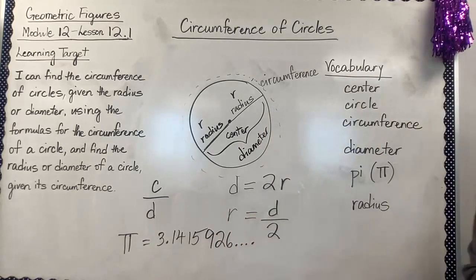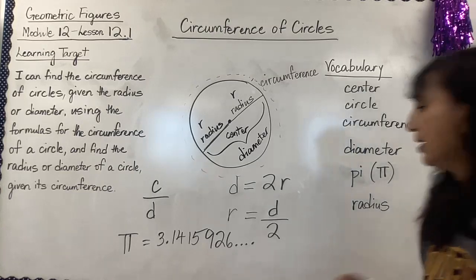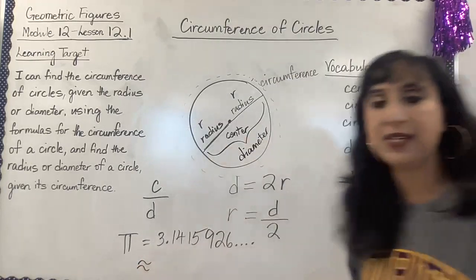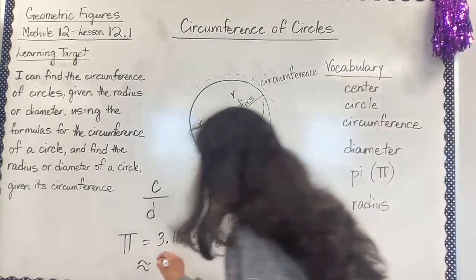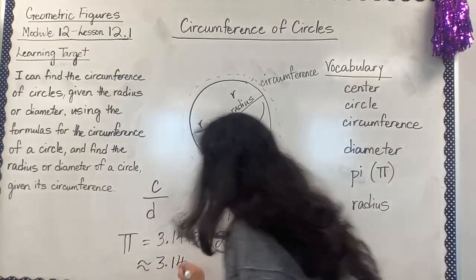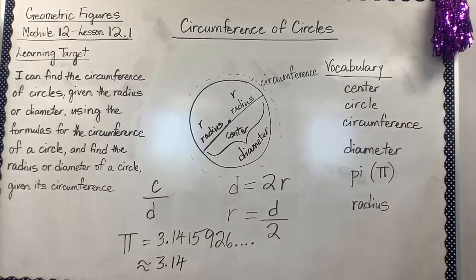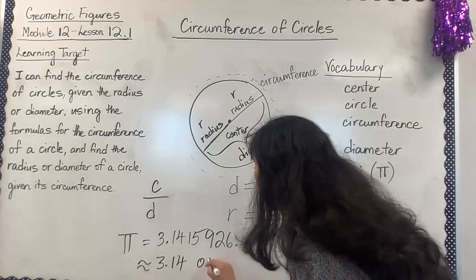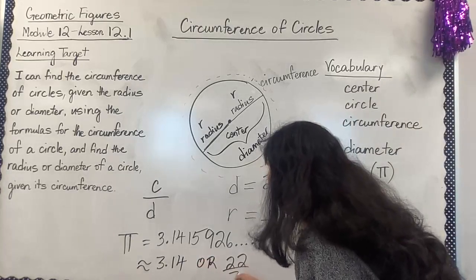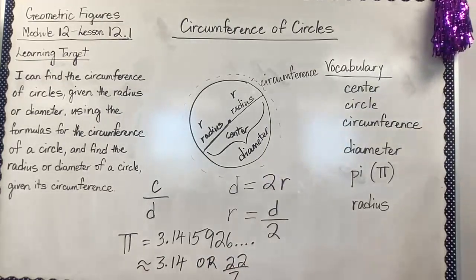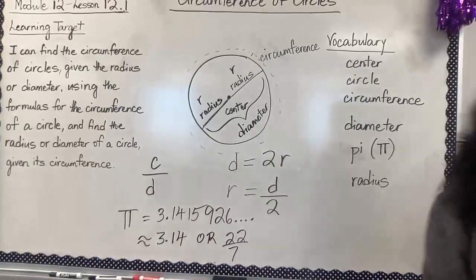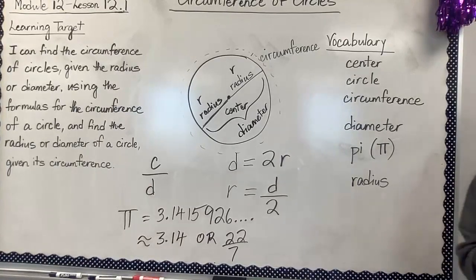There is no end. And so very often, because the decimal never ends, it's approximated. So approximately, and that's the sign that we show approximately, we calculate it as 3.14, or we can also use 22 over 7. 22 over 7 is also the measure for pi. So either you write 3.14 or 22 over 7. That basically means that that is going to be your value for pi.